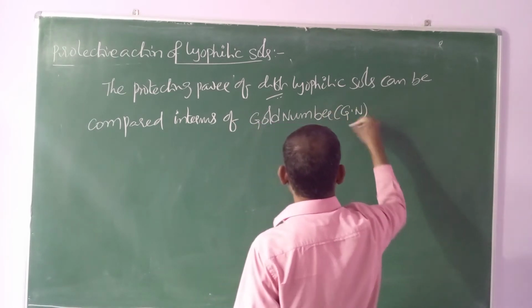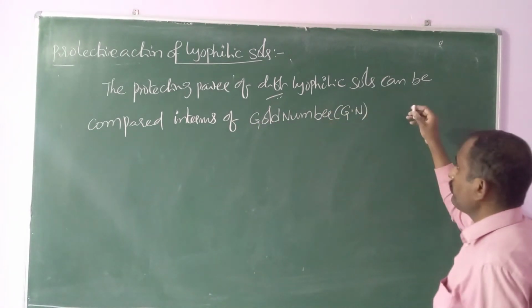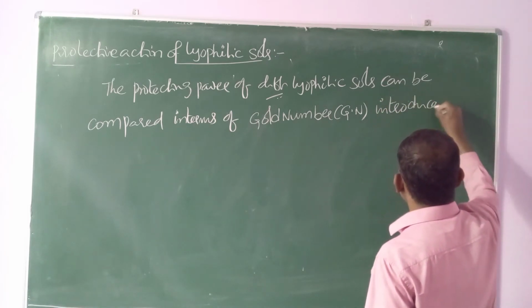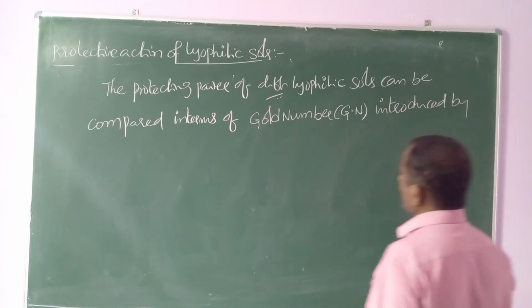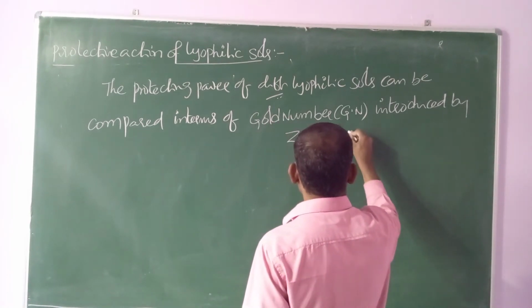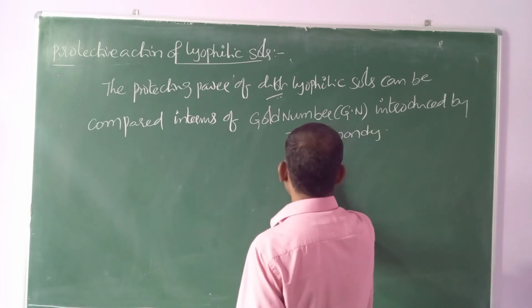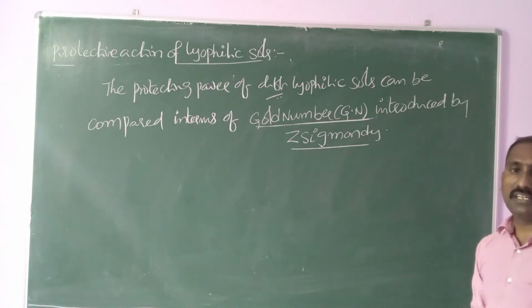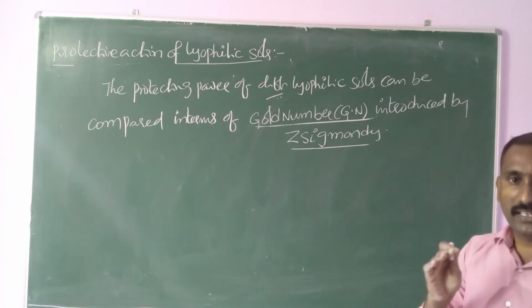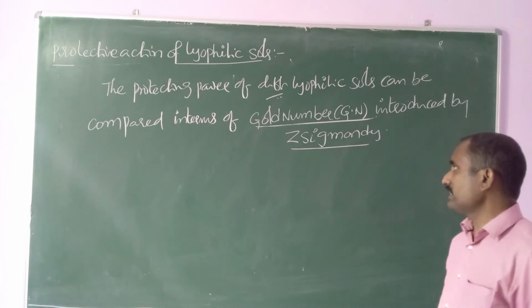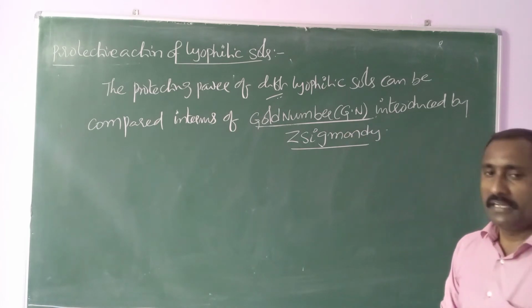Short form GN. The protective action or protecting power of different lyophilic sols is expressed in terms of gold number, which was introduced by scientist Zsigmondy.